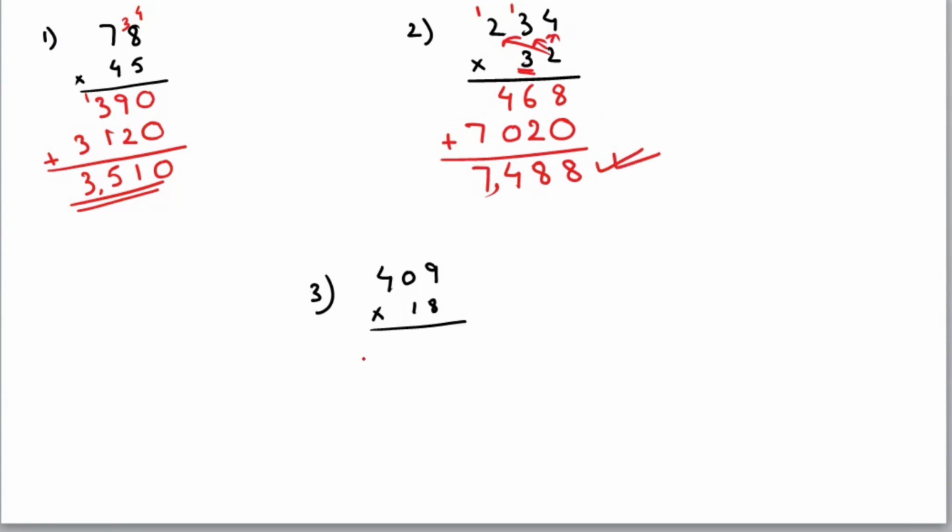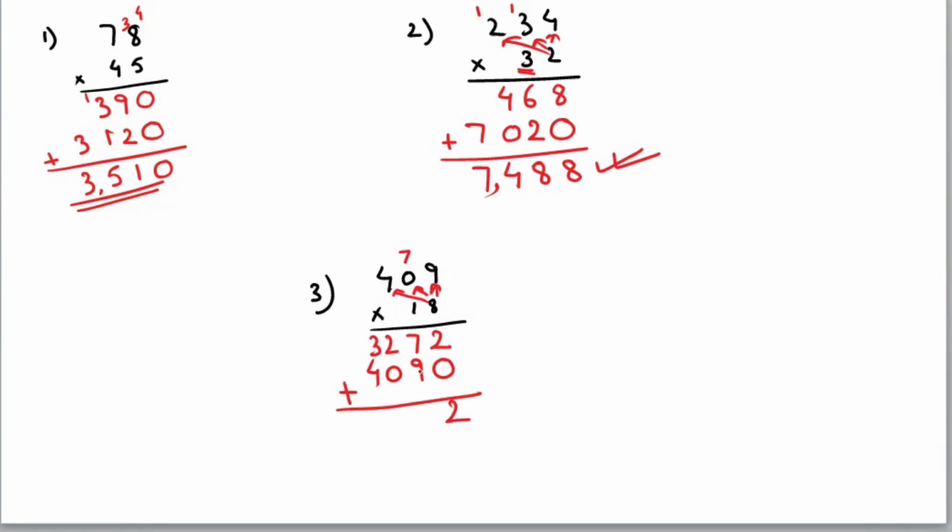Now solve the last one. 8 times 9 is 72. 2 will be here, 7 will be the carryover. Sorry, 8 multiplied with 0 is 0 plus 7 is 7. Now 8 times 4 is 32. Now in the second step, we have to multiply with 1. First we add a 0 placeholder. Then 1 times 9 is 9. 1 times 0 is 0. 1 times 4 is 4. Now we have to add it.